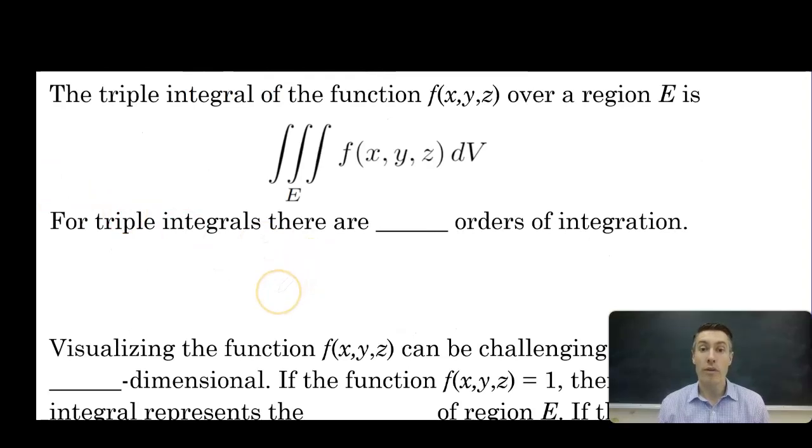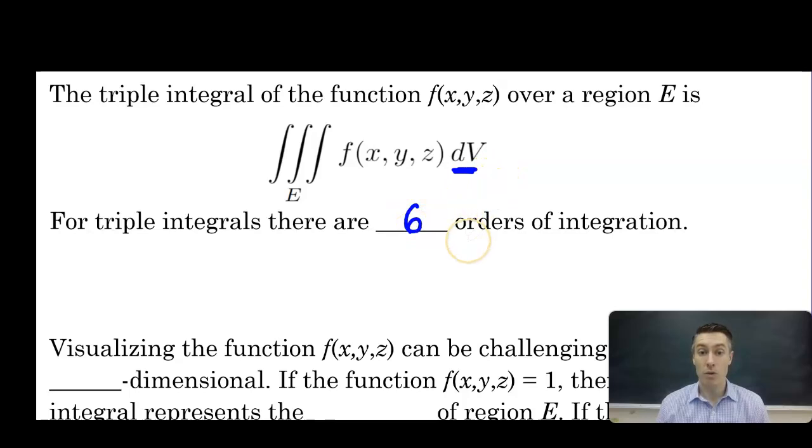So the triple integral of the function f of x, y, z over a region E is defined as the triple integral over the region E of the function f of x, y, z dv. So notice we are now integrating dv as opposed to dA for a double integral. So we're integrating over a volume in 3 space. Now with dv, we can replace that with a few different options.